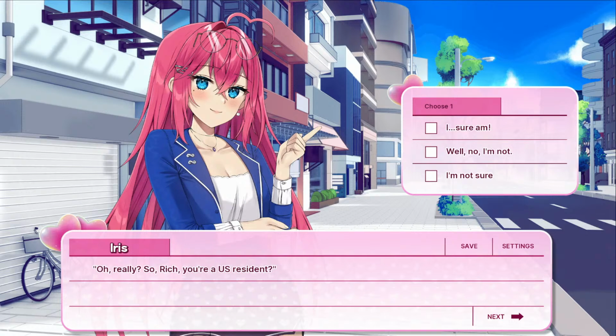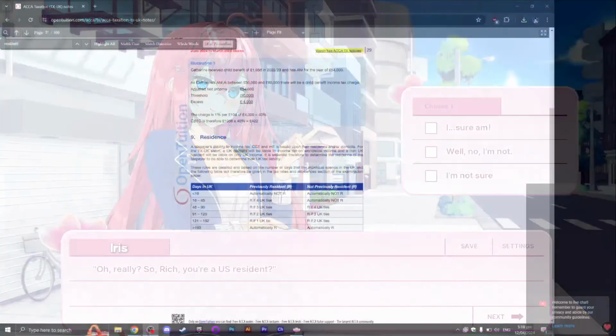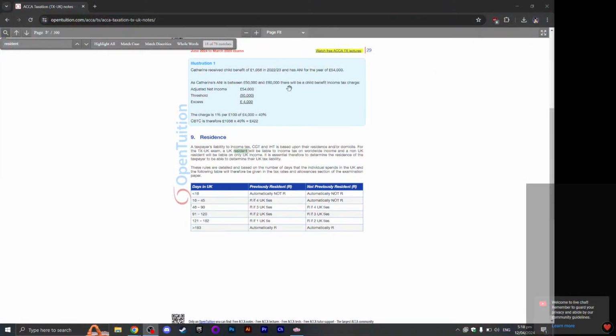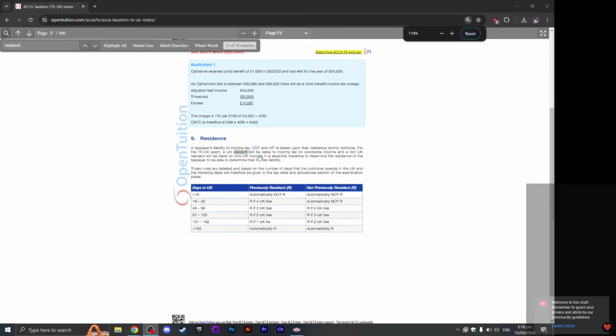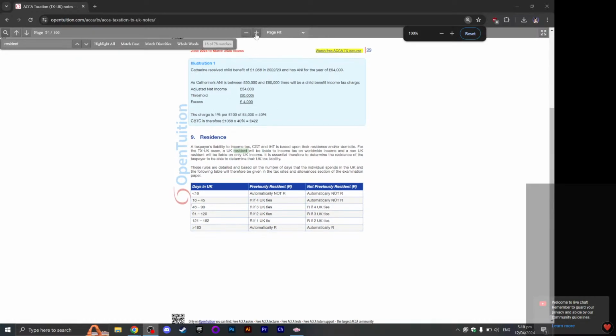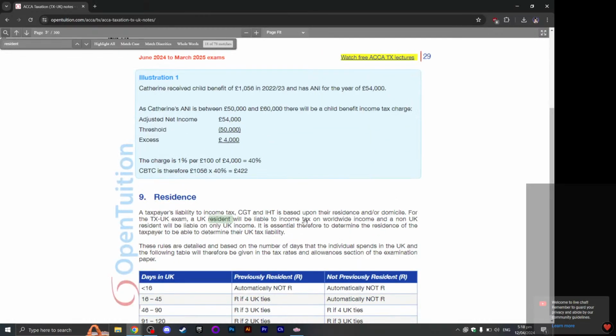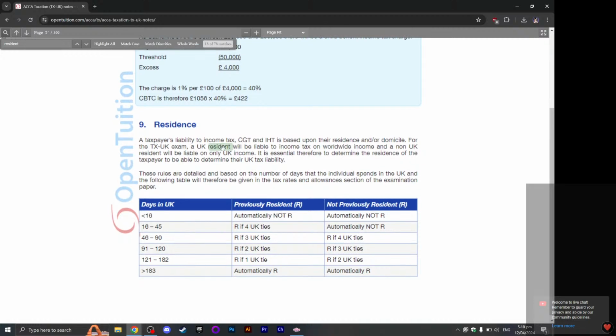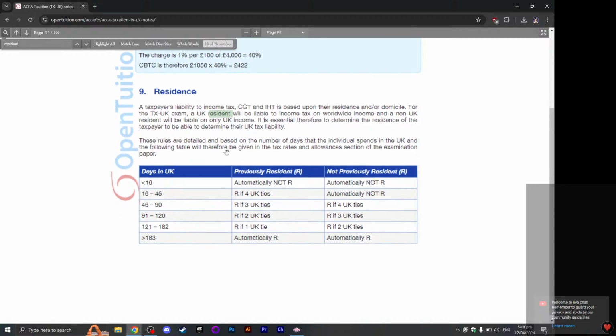Residents. Okay, so UK residents. Okay, wait, just a sec. Let me show this. Okay, monitor one capture. So here you go, residents. Can I zoom in? Okay, this is UK tax. So taxpayers' liability to income tax, blah blah blah. UK residents will be liable to income tax. These rules are detailed and based.